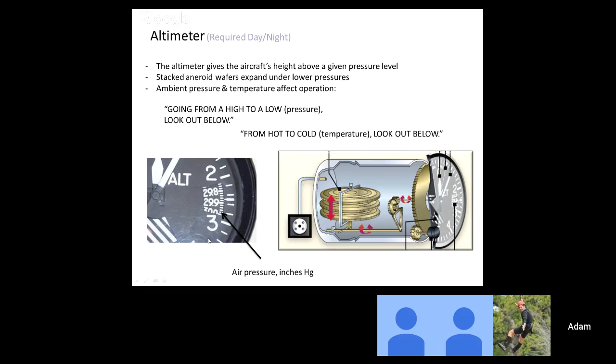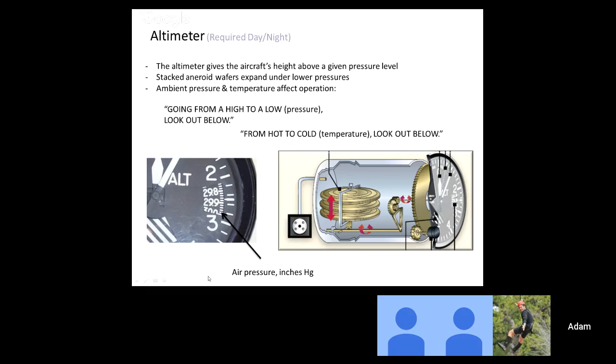So there's a lot of misconception out there initially. Folks think that an altimeter gives you the altitude of the aircraft above the ground, but that's incorrect. It actually gives you the altitude of the aircraft above a pressure level, which you set in that window.